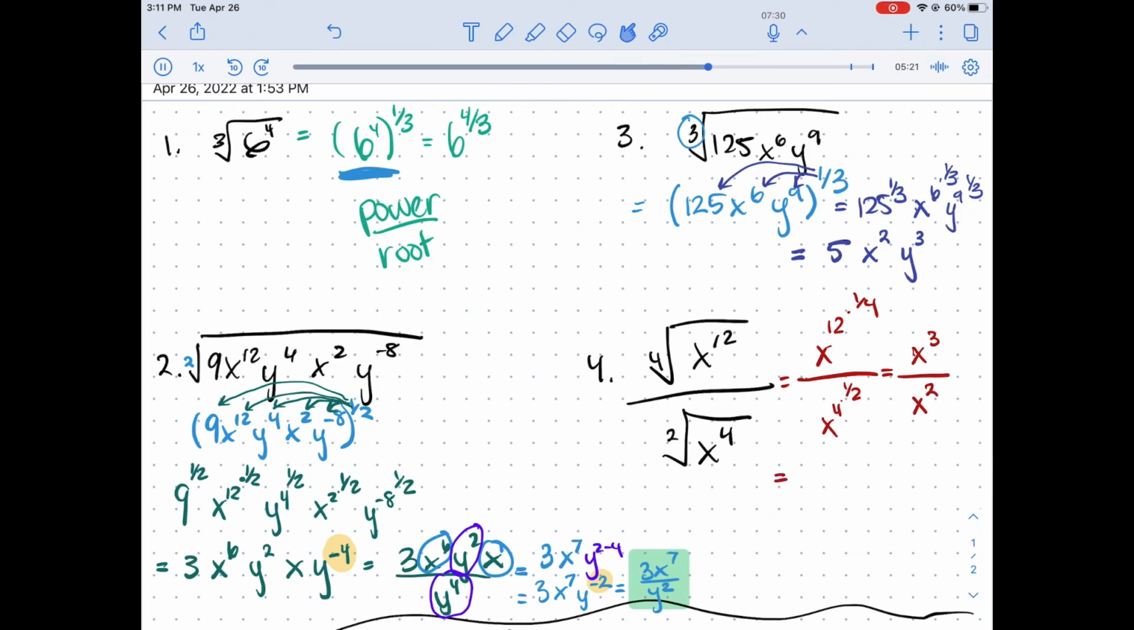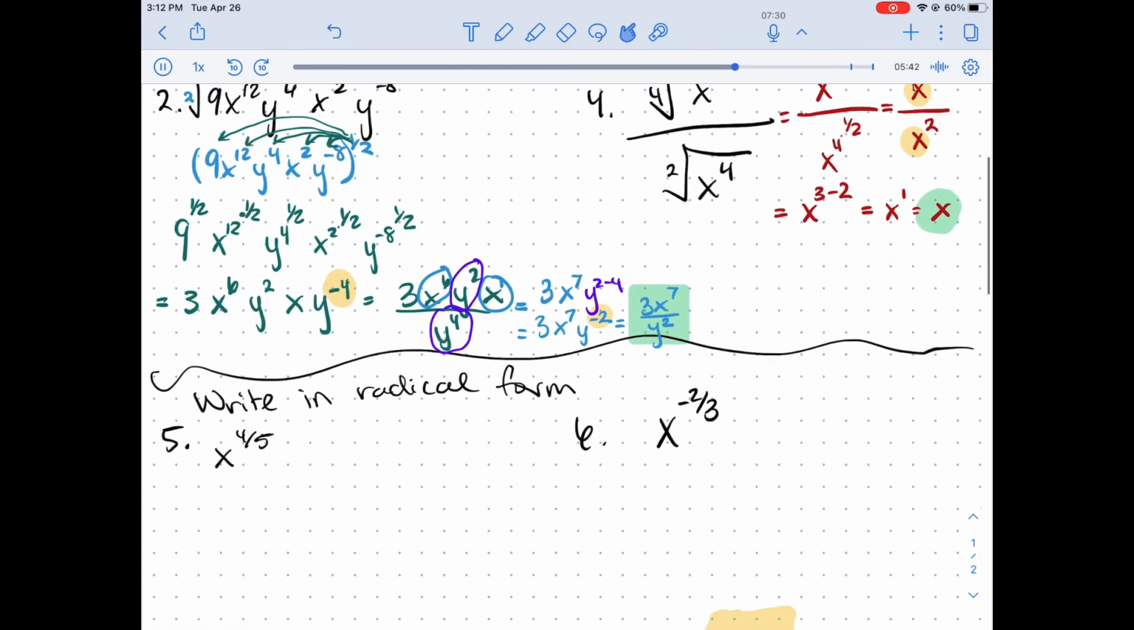When I have like bases and I divide them, I subtract exponents. So I have x to the 3 minus 2. That's x to the 1st, which is just x. So that one didn't turn out too bad. Looked a little hairy, but it got better.